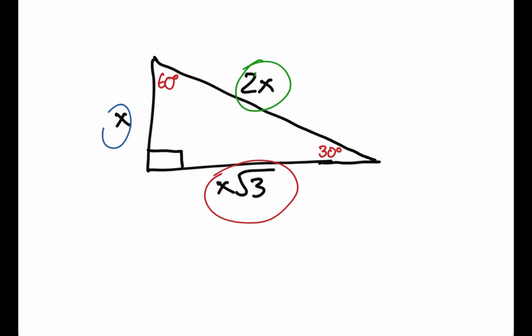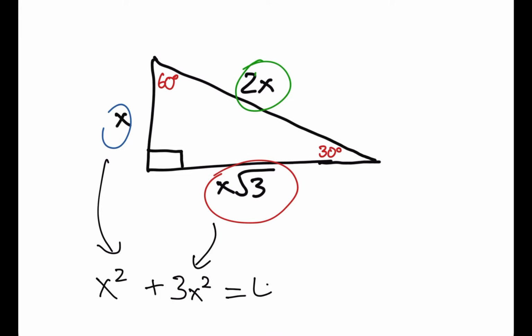We can also apply the Pythagorean theorem here. Over here we have x, and x squared is just x squared. Then we have x root 3. If we were to square that, we would get x squared times 3, and that's just another way of saying 3x squared. This should give us 4x squared. And if we were to square 2x, we would get 4x squared. That's how you know this works.